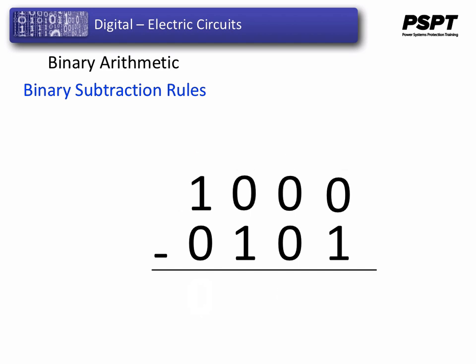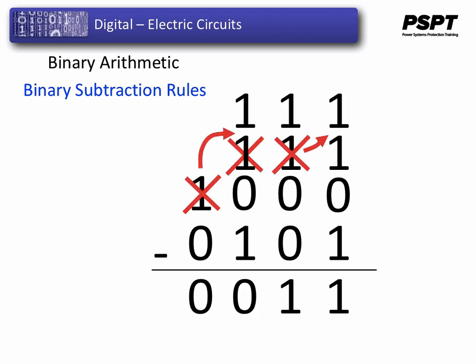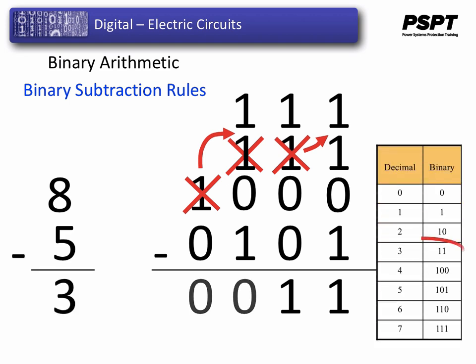So I'm not going to take a long time to go through this, so let's quickly go through the process very fast. We can see here that going through the processes of borrowing and subtracting, we're left with 0, 0, 1, 1. And when we check that against our decimal equivalent, 1, 0, 0, 0 is 8, 0, 1, 0, 1 is 5, so 5 from 8 leaves 3. And 1, 1 checks out to be 3. So again, our process checks out.